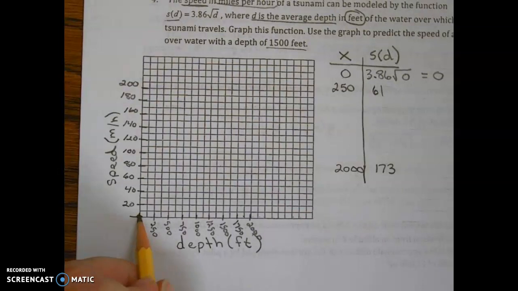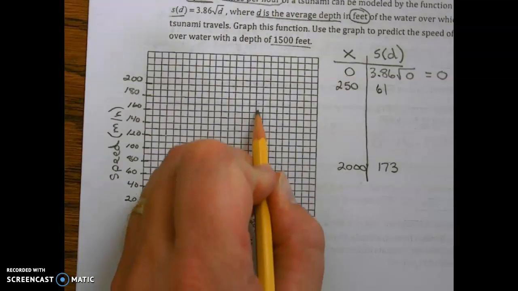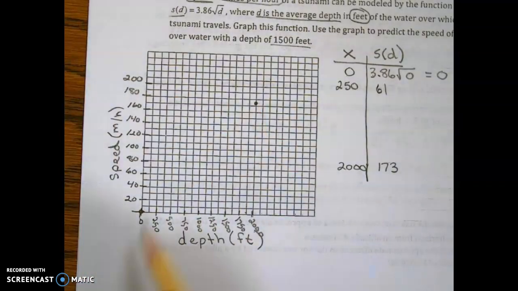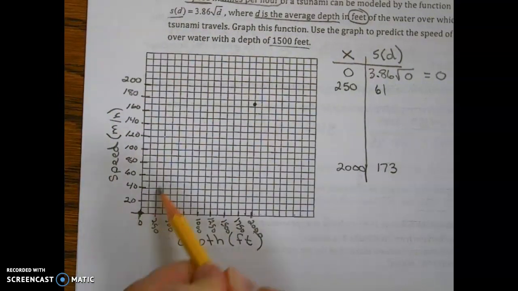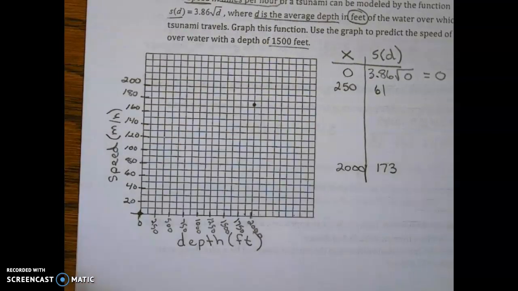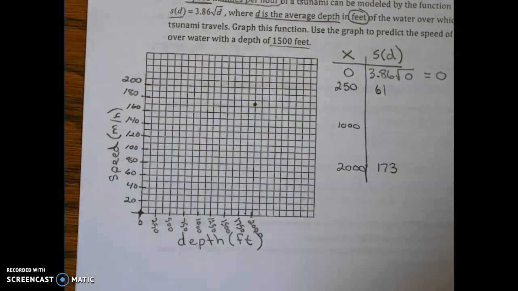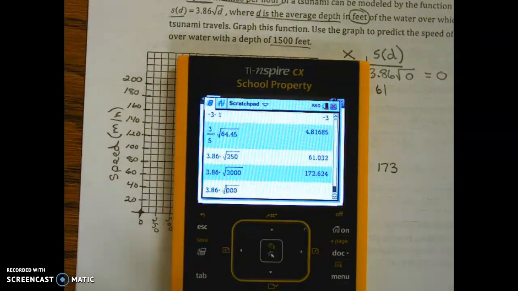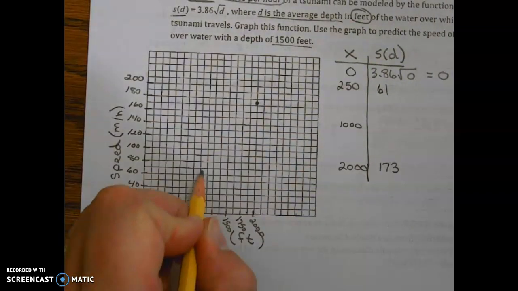So we know 0, 0. At 2,000, we're going to go up to 173, which is going to be approximately here. We're not making a straight line. It's got to stretch, so it is going to be stretched. Let's find one in the middle. Let's go with 1,000. So 122. So at 1,000, we're going to go up to 122.